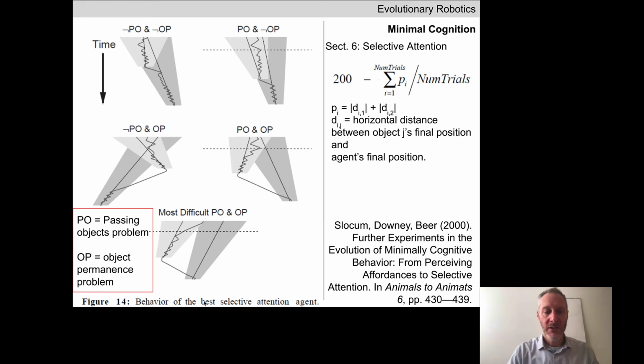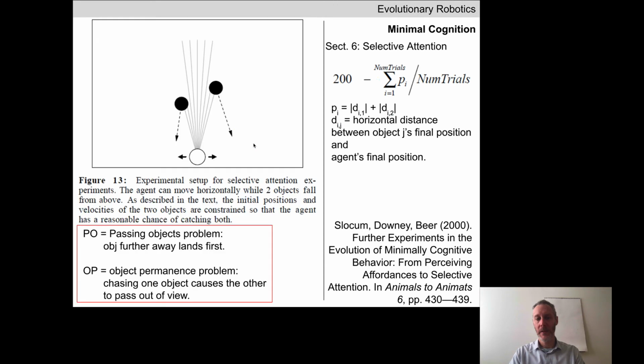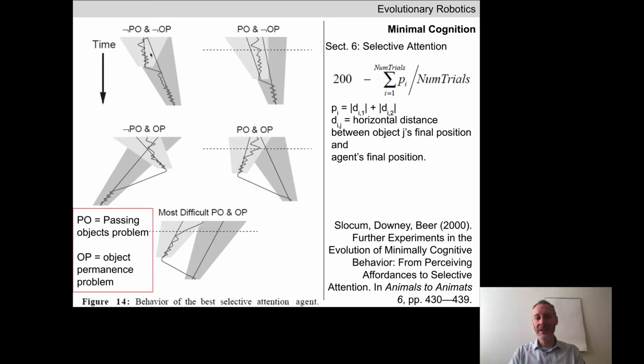Okay. So we're going to end this lecture by looking at these 5 panels. These 5 panels are showing the behavior of the best evolved CTRNN. We're going to start with this panel here, where each of these 5 panels corresponds to 5 different environments, 5 different placements of the object pair, going from easy to very difficult.